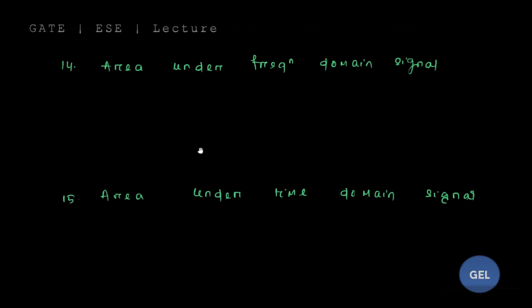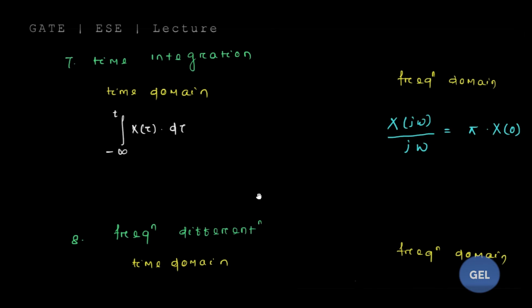You'll understand while we get into the actual subject. Now, area under the frequency domain signal, very important. Look here carefully. Area under frequency domain signal, integral of X(jω) dω from minus infinity to infinity. Remember, in the convolution property also, in the frequency domain convolution, we have an integration. So whenever any frequency domain integration is happening, please add a 1/2π multiplication factor.